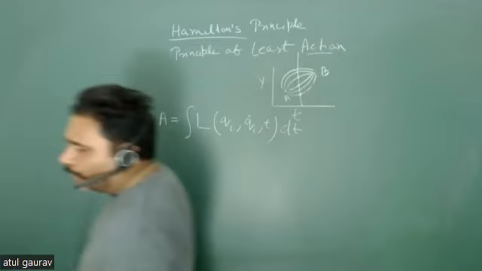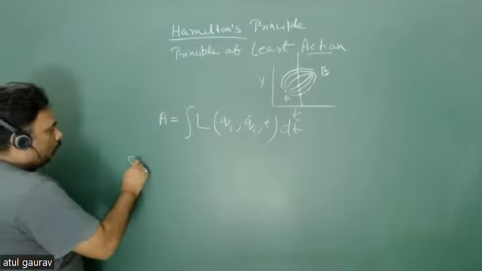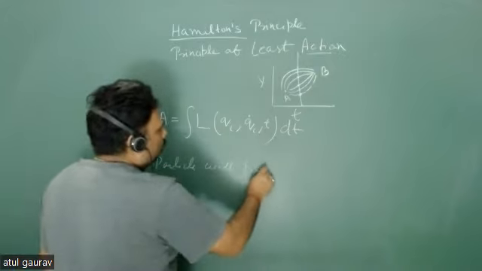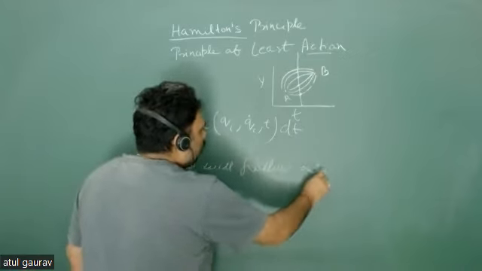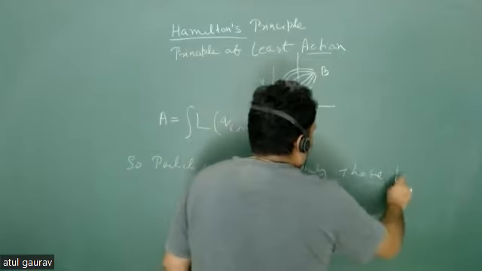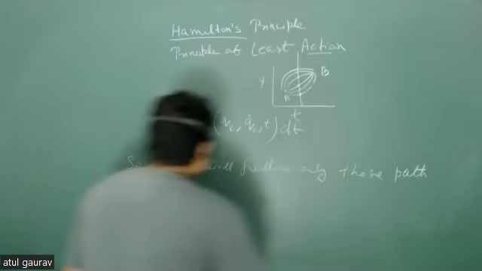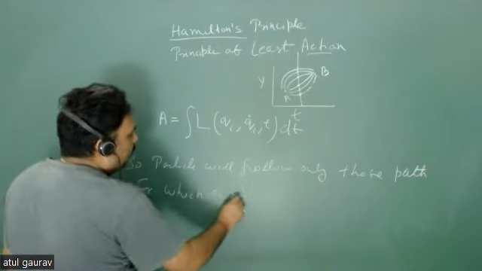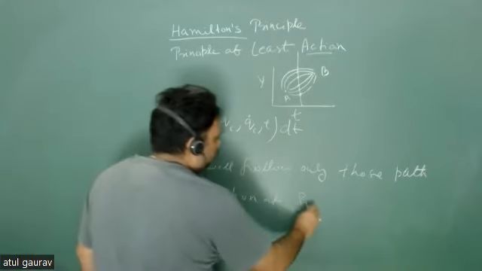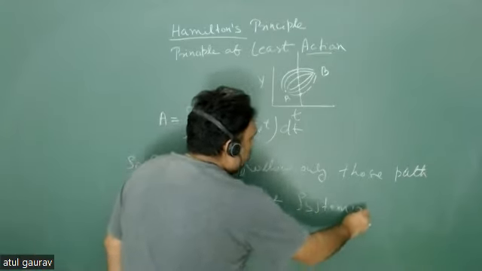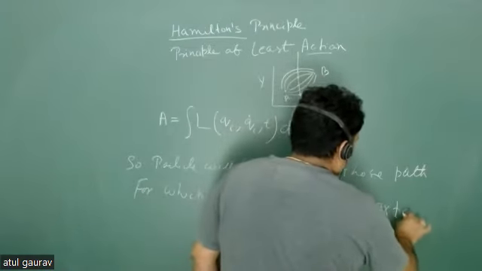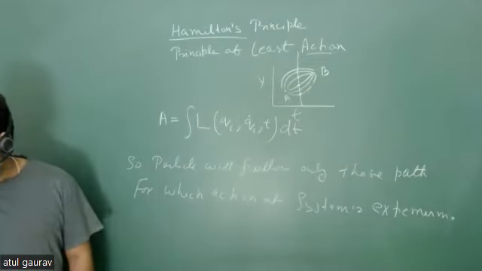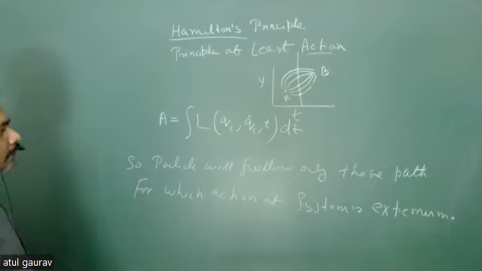So the particle will follow only those paths for which the action of a system is extremum. Which path will the particle follow? The one in which the action of the system becomes extremum.